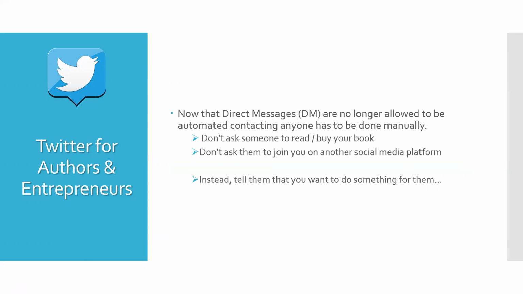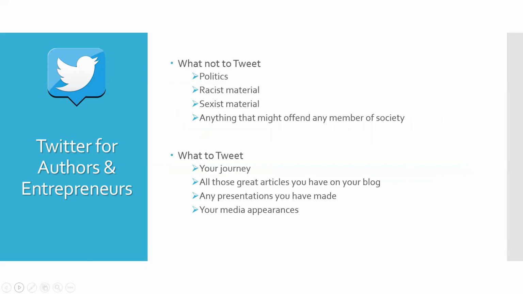Okay, so I'm going to keep rolling along. What not to tweet once you're up there and going. I've written these down: politics, racist material, sexist material, anything that might offend any member of society. Unless your book is about politics, but even then I think you want to be careful. Twitter have really cracked down on all the unwanted pornography, and the bullying, the cyberbullying of course, and the trolls, which is really good. I don't know if they've actually managed to eradicate it completely.